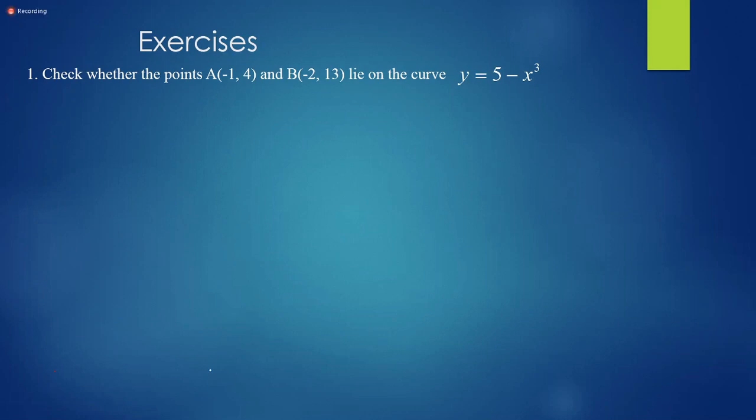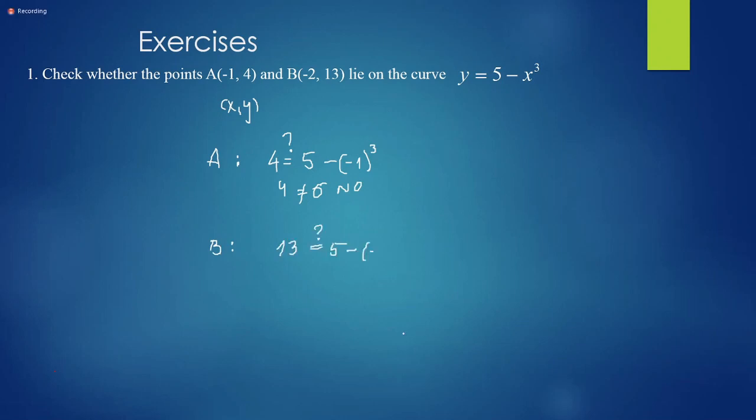minus, and x cubed, that's minus 1 cubed. And in fact, we see that on the right-hand side, we get 5 minus negative 1, it's 6. So the answer is no, the point A does not lie on the curve. And for the point B, we see y value is 13, and we need to check if it is equal to 5 minus x cubed, and x is minus 2. So we see 13 on one side, on the other side we have 5 minus negative 8, that is, both sides are indeed equal, so we say yes.